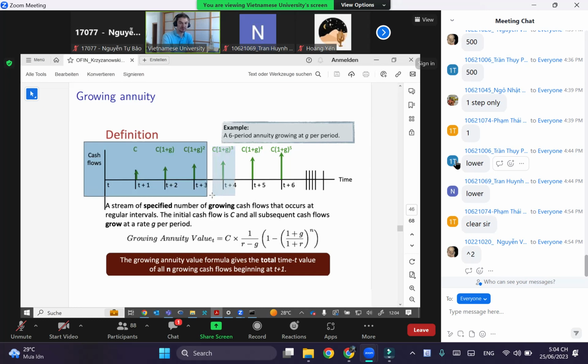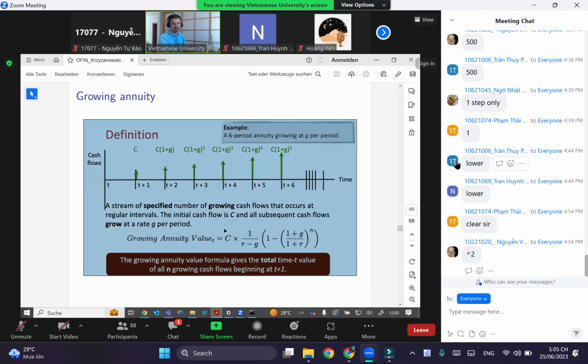For the fourth one, it would be C times 1 plus G to the power of 3 divided by 1 plus R to the power of 4, and so forth. So we could apply the same methods as we learned, but also here, just notice that there is a simpler way to do it, a formula which we're not going to prove, but a formula which exists in order to also calculate growing annuity values, time t values.